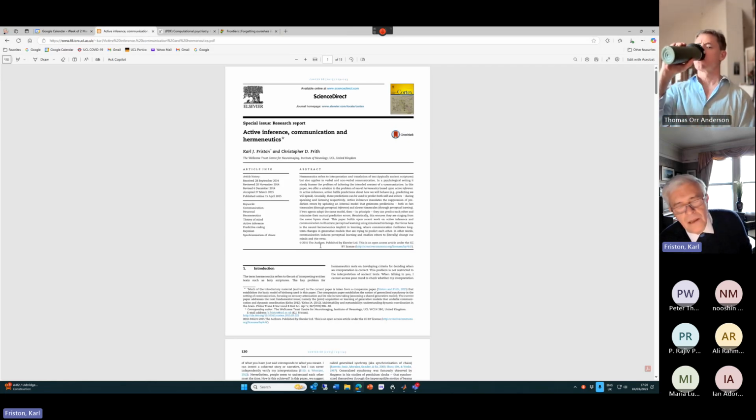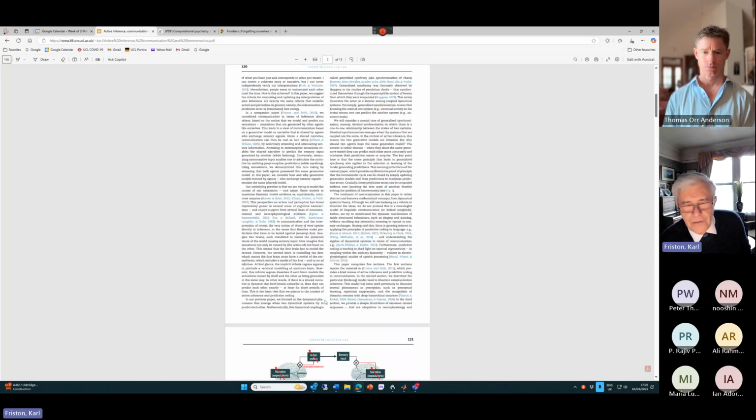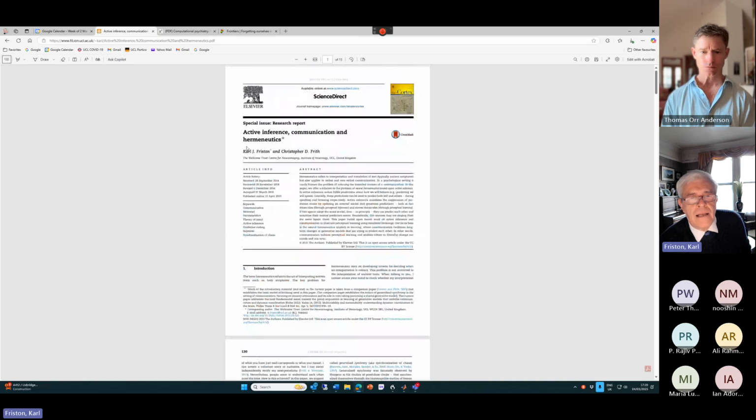In a classical context, that entanglement or the principle of unitarity emerges as synchronization of chaos or generalized synchronization, as illustrated in this paper, Active Inference, Communication and Hermeneutics, by myself and Chris Frith, who was an expert on theory of mind. Where was it now? In Cortex, apparently.